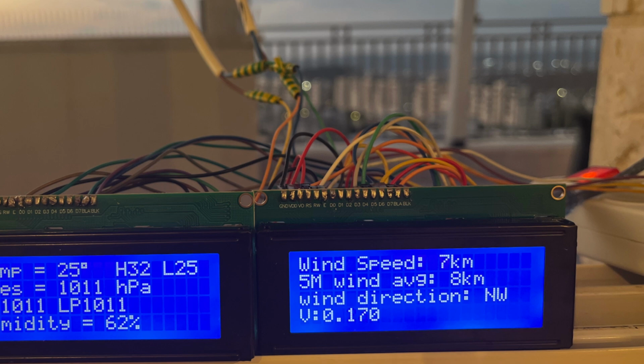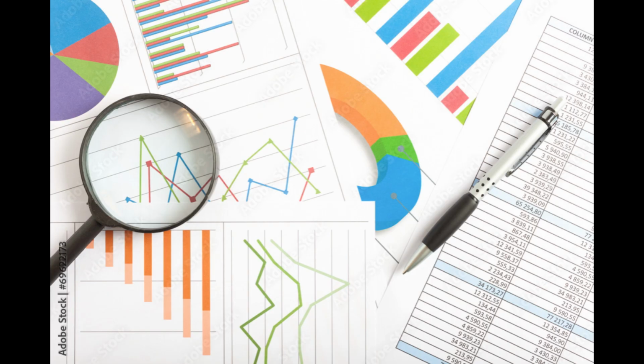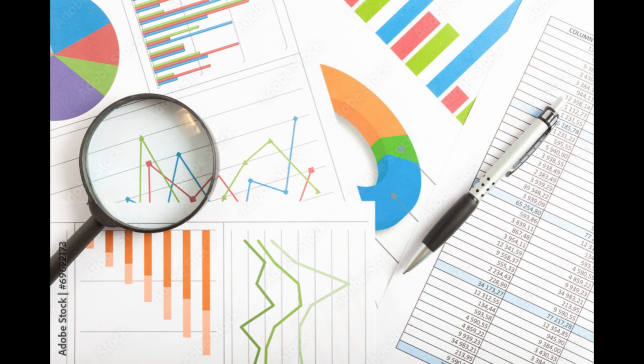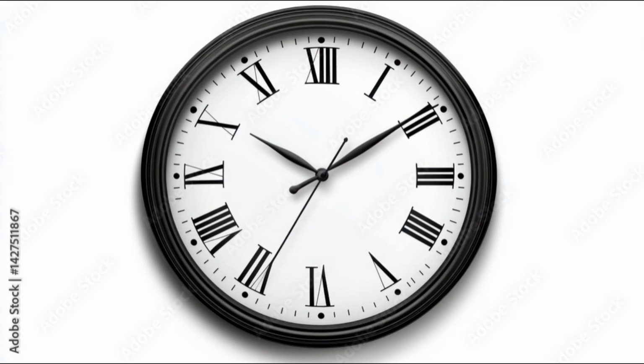Note, for wind direction, I don't calculate a normal average as I do with wind speed. Instead, I use what's called the mode in statistics, the most common direction in the last minute of wind readings. For example, if in the past minute there were 45 readings of north and 15 of northeast, the LCD will display north. Unlike temperature, humidity, and pressure, the readings for wind speed and wind direction are done every second.